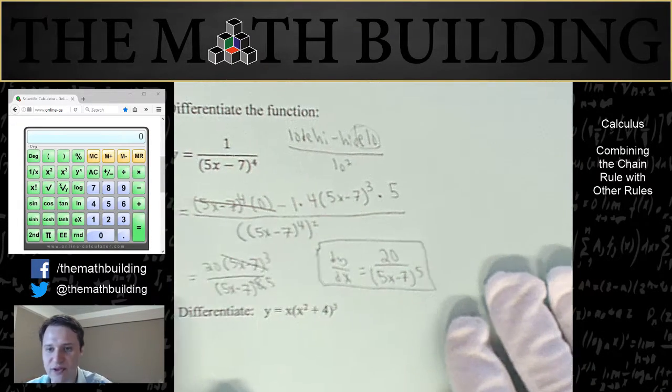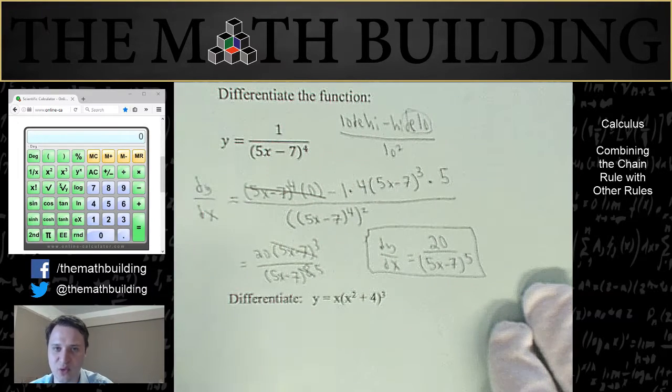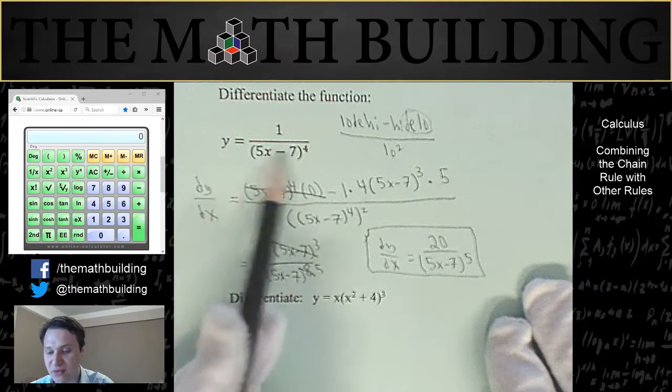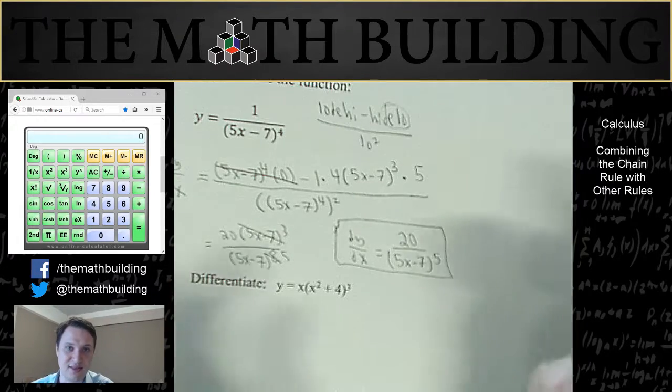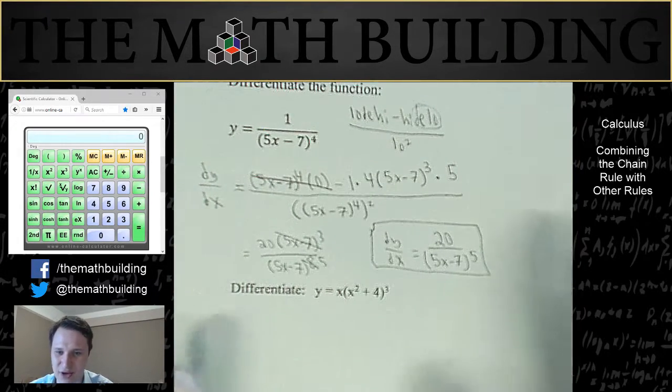So the moral of the story is be careful to only do the chain rule when you're A, taking a derivative, and B, taking a derivative of something that has a chain in it, that you need to take the derivative of the inside function.